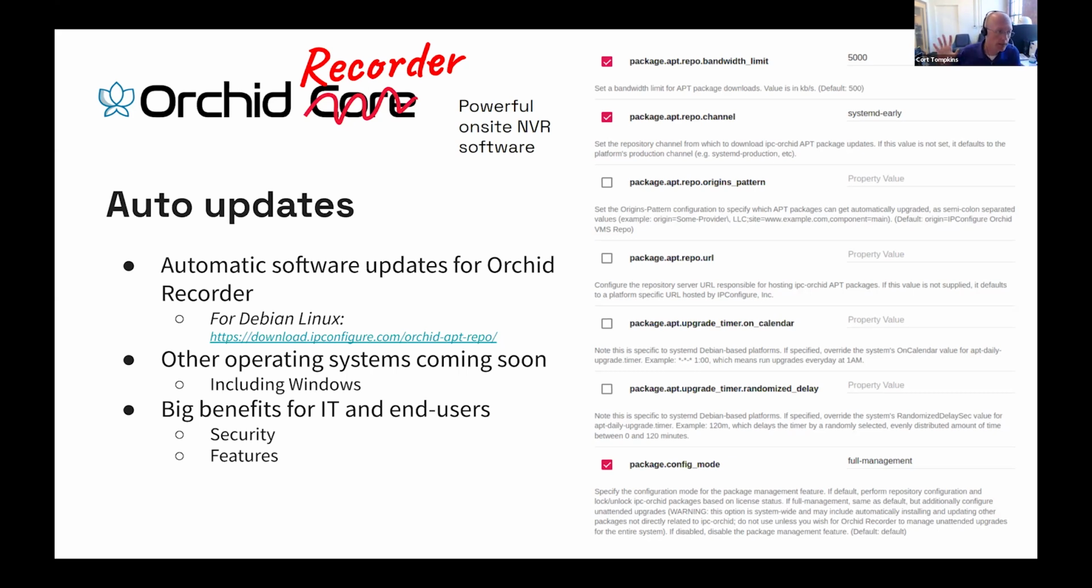This is infrastructure that customers can absolutely use within their own Orchid Fusion instance. And on the Orchid Hybrid side, we at IP Configure are using this infrastructure ourselves, using this apt repo and these settings here in the advanced settings page to push out Orchid Recorder updates for our Orchid Hybrid customers. Right now, these automatic updates, again, are exclusive to Debian Linux. Other operating systems are coming soon. Notably, we'll have a mechanism to automatically install Orchid Recorder updates for Red Hat and CentOS systems. And probably most exciting for me personally is Windows systems.